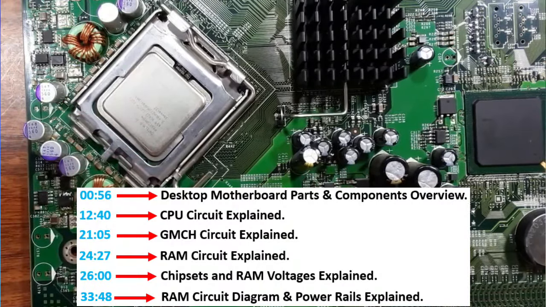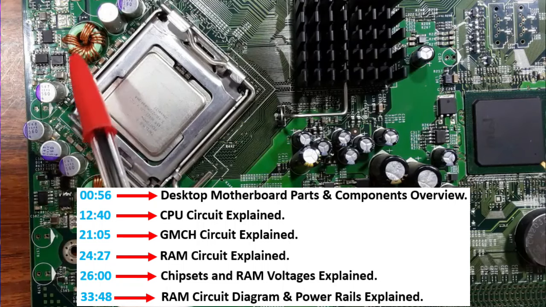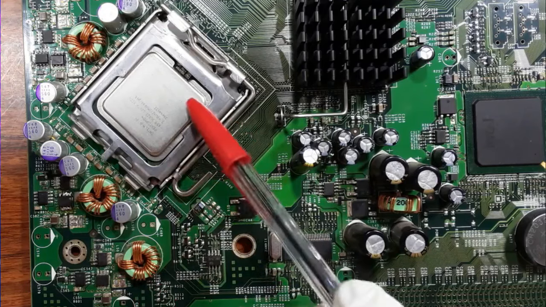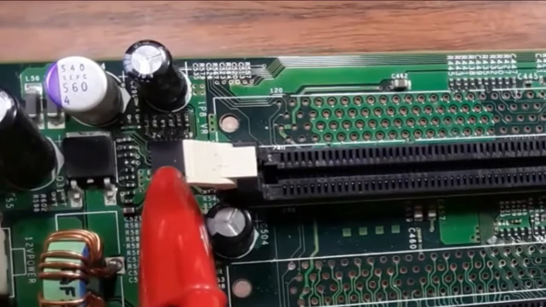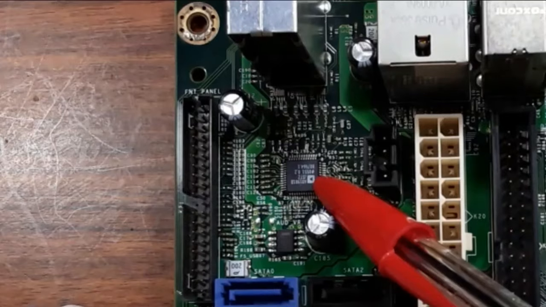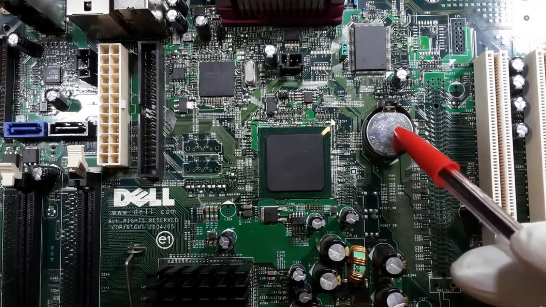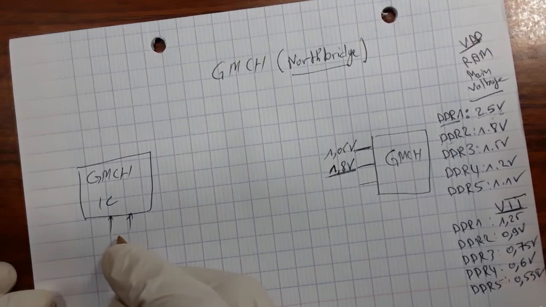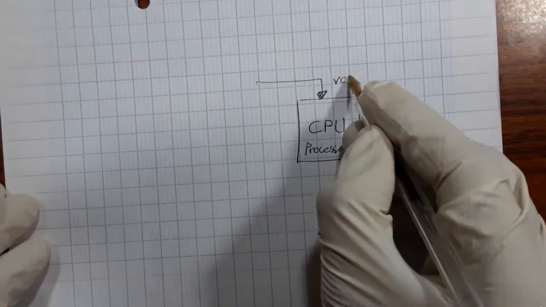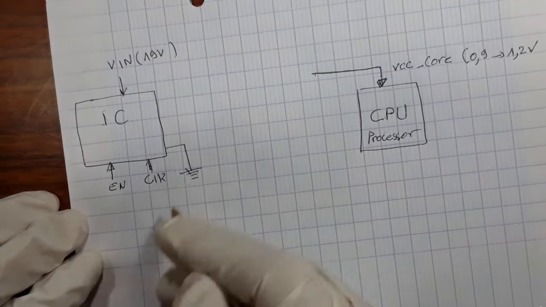Hi, in this course, you will learn all about the computer motherboard. You're going to learn the CPU, or central processing unit, circuit, CPU power and its circuit diagram. You're also going to learn about the GMCH or North Bridge, ICH, RAM or random access memory, PCI connectors, AGP connectors, ATX jack, etc.